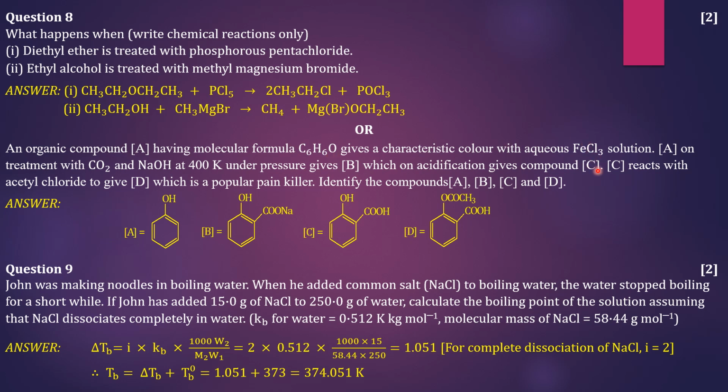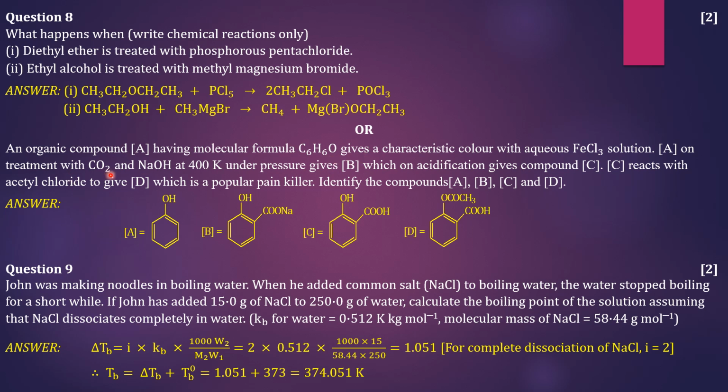And see, characteristic color with FeCl3 solution can be the case of either phenol or aniline. In practical you have done that aniline with neutral FeCl3 followed by some HCl gives pale green coloration. Here the color is not mentioned, but there is no scope of being aniline as no nitrogen is there. So speculation says that this can be phenol, and this is matching with the formula of phenol, C6H5OH. So now assuming this one is phenol, you move forward.